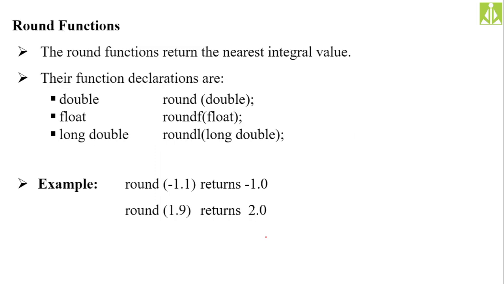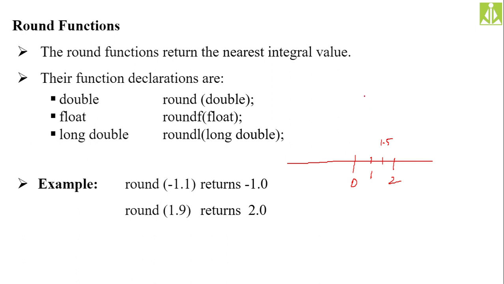Neither in the left direction, nor in the right direction, nor in the direction of 0, it will always look for the nearest possible integral. Not in any direction, it will always look for the nearest possible integral. Suppose we have the number sequence, somewhere in the middle we have 0, and here we have 1, and here we have 2. Let us assume here we have 1.5.